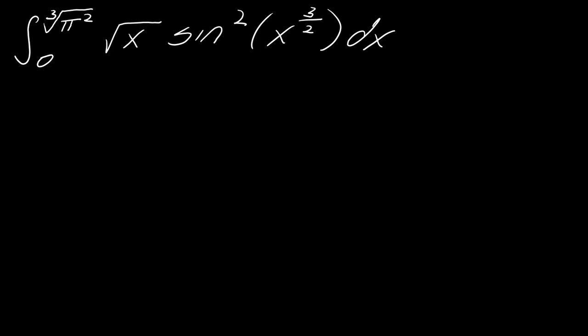Okay, so let's jump into it. Here's the example. This is definitely going to be tricky, so you can pause the video if you want to read it over. I've got this integral from 0 to the cube root of pi squared, of the square root of x times sine squared of x to the 3/2 dx.